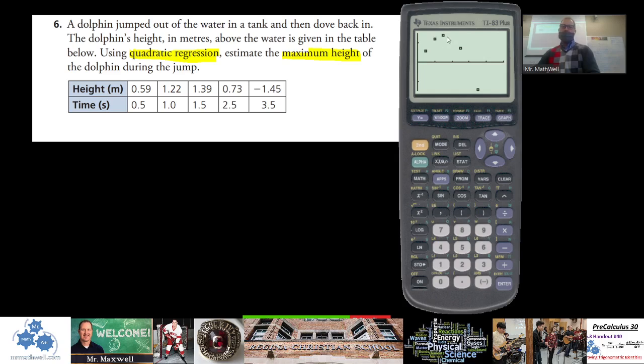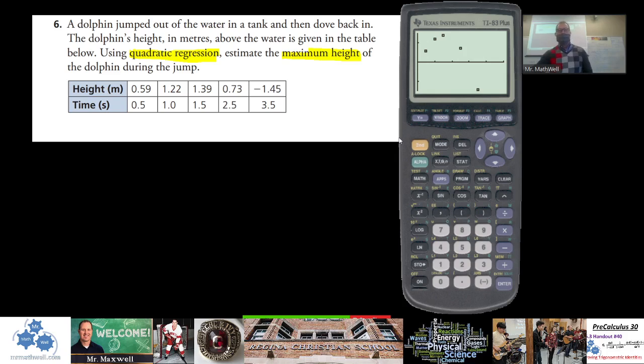So now if we hit the graph button over here, you should see your 1, 2, 3, 4, 5 points. If you were to imagine a smooth curve connecting these points, it would look like a parabola, right? And so a quadratic regression is reasonable. That's what we're looking for, quadratic.